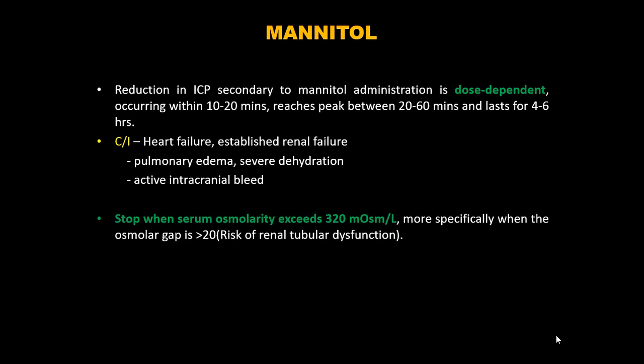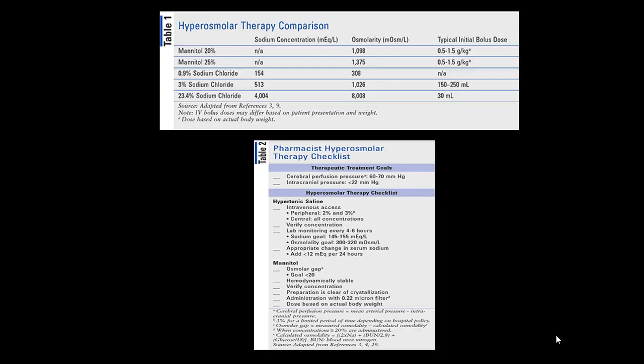The cutoff for this is serum osmolality, so you have to stop it when the serum osmolality exceeds 320 milliosmoles per liter, or when the osmolar gap is more than 20. This is a table. In the first table, we use only mannitol 20% and 3% sodium chloride. This is a comparative table where you can use either of the solutions, but the gradients are different.